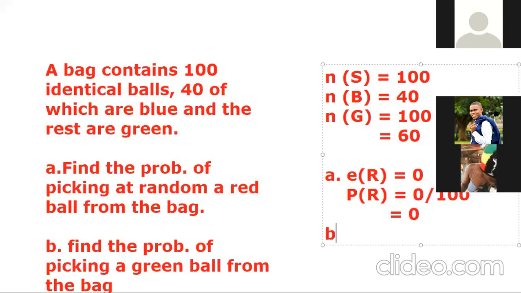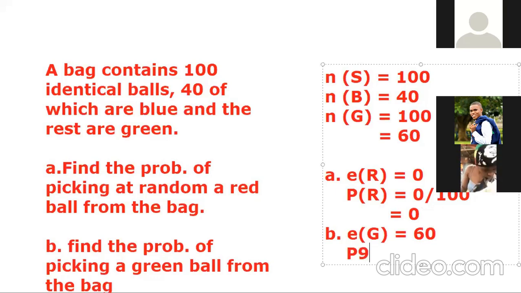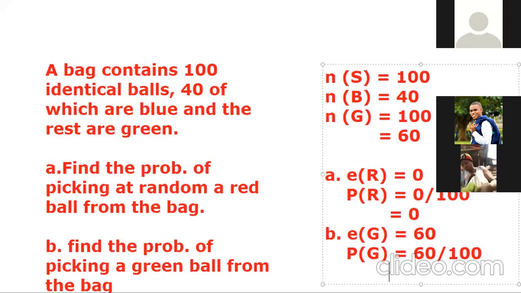Now the B, it says that we should find the probability of picking a green ball from the bag. So the event of picking a green ball from the bag will be equal to 60. Therefore, the probability of picking a green ball from the bag will be equal to 60 over 100, which will finally be equal to 3/5.